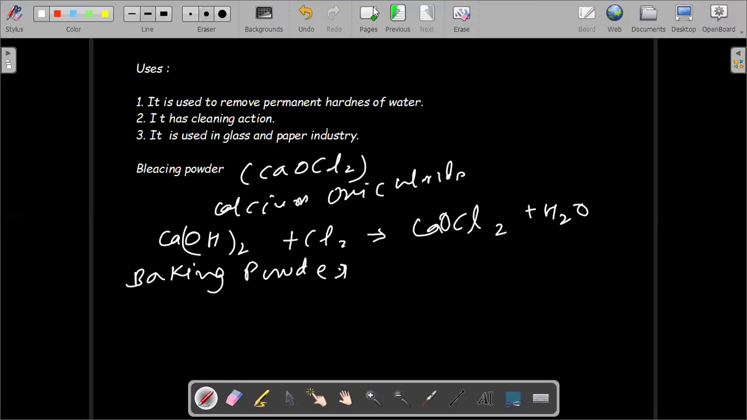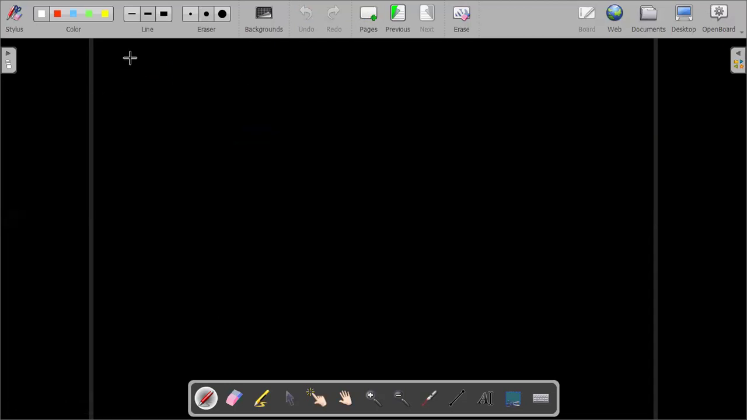See, baking soda is manufactured from these four products. Sir, NaCl plus H2O plus CO2 gives Na2CO3 plus NH4Cl. Okay, just retell the reaction. Sir, NaCl plus H2O plus CO2 gives Na2CO3 plus NH4Cl.